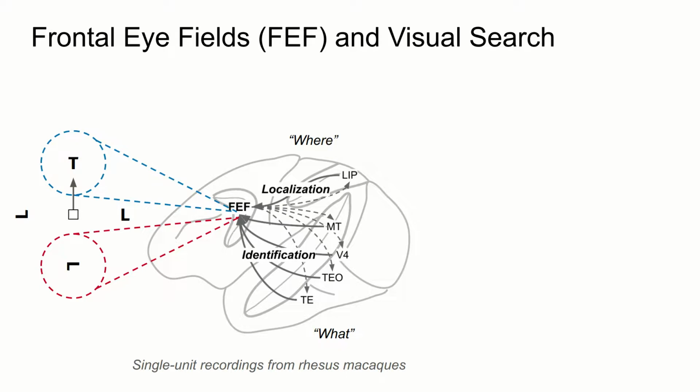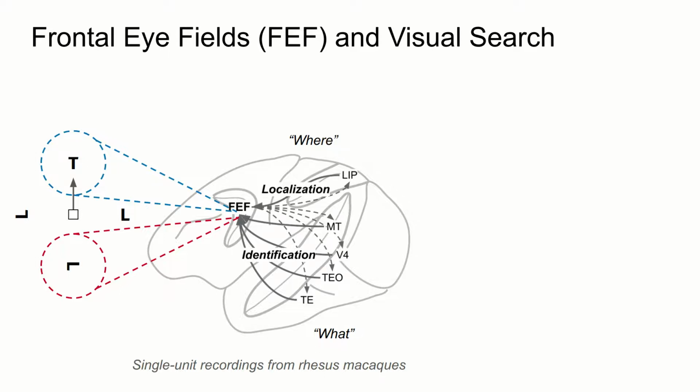Single-unit spiking activity of individual FEF neurons was recorded from rhesus macaques during visual search. This example illustrates a typical setup in which the monkey is rewarded for making a saccade from a central fixation point to a designated target object, here the T shape, embedded within a display of L-shaped distractors. FEF is critical for visual search because it is the confluence of two processing streams, a dorsal stream that carries localization information and a ventral stream that carries identification information.